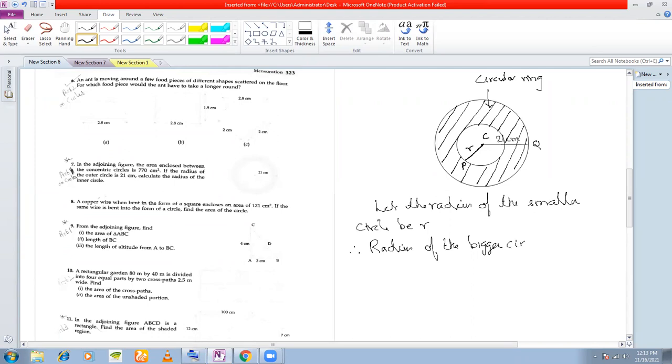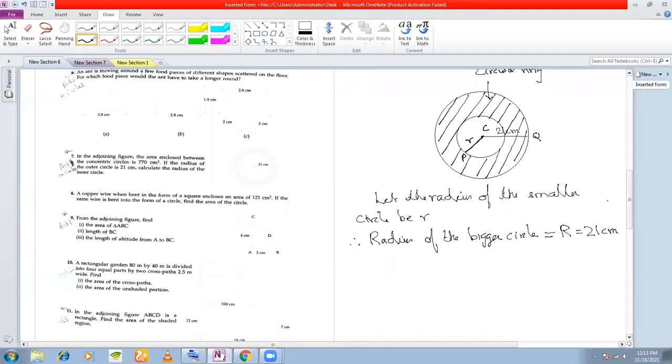Radius of the bigger circle is given to be 21 centimeters. Let's call this capital R, equal to 21 centimeters. Now, what is the area of the concentric circle given? The area of the shaded part is given to you as 770. So let's write this down here. This is given to be 770 centimeter square.